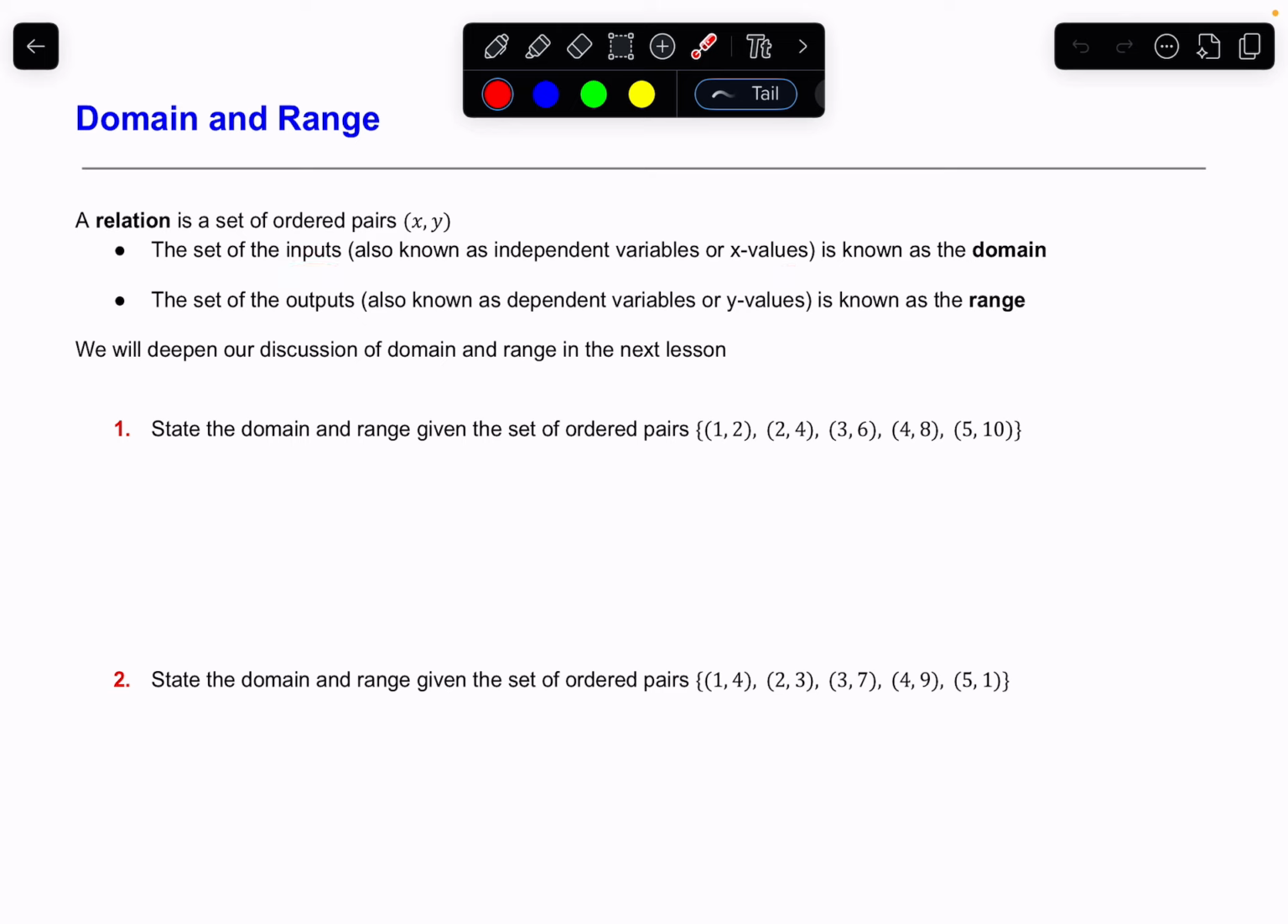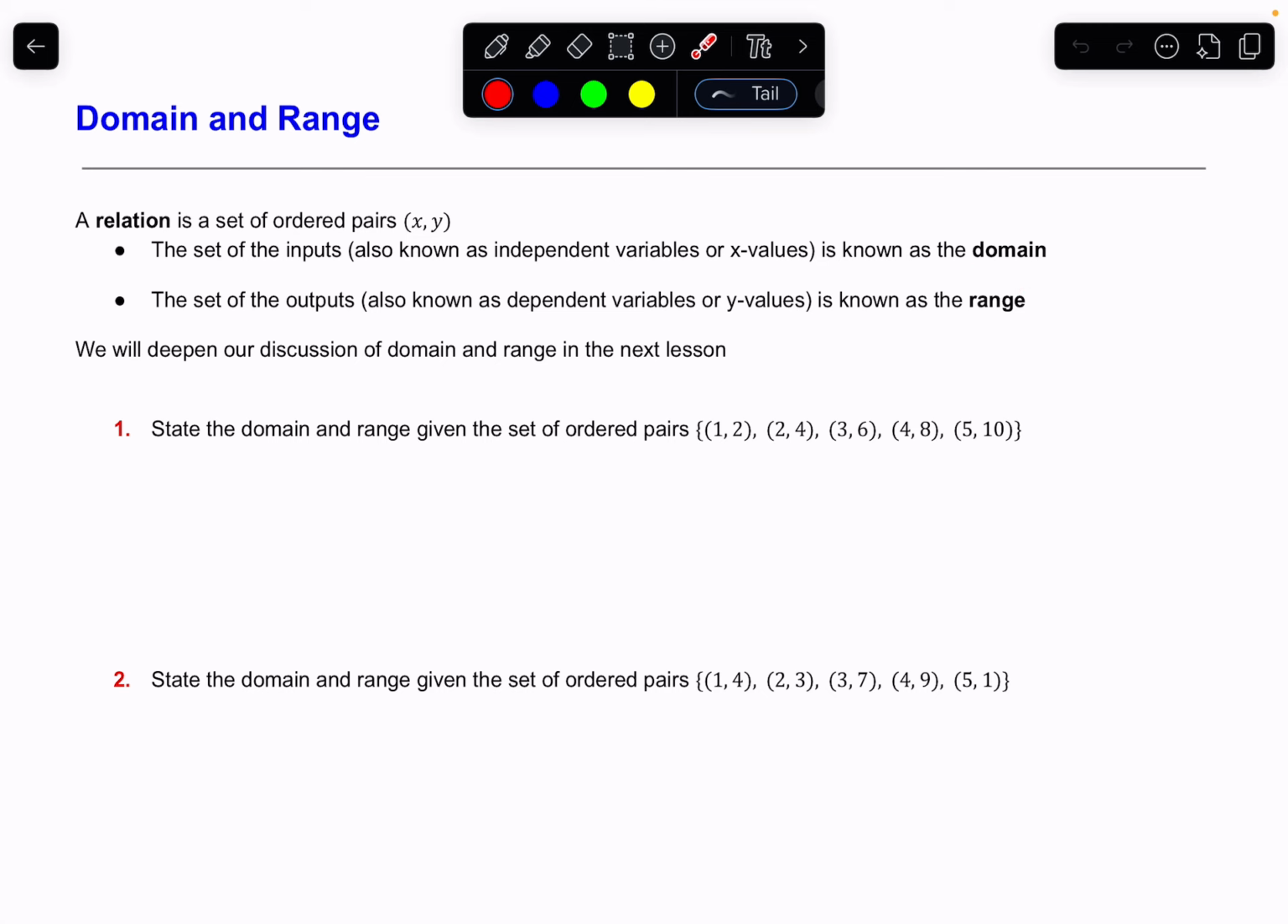The set of all x values, or all inputs, we call the domain of the function. So everything that you can plug in is the domain. On the other hand, the set of all outputs are known as the dependent variables or y values. We call them dependent because the value of y depends on what we plug in for x. So I can't tell you what y is until you tell me what x is, because y depends on x. The outputs depend on the inputs. And the set of all those outputs is called the range of the function.